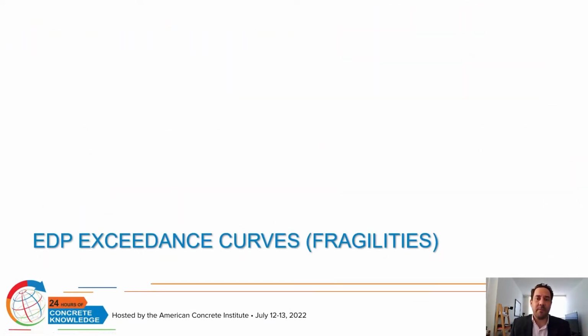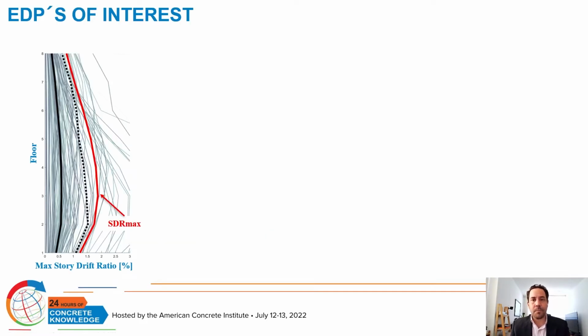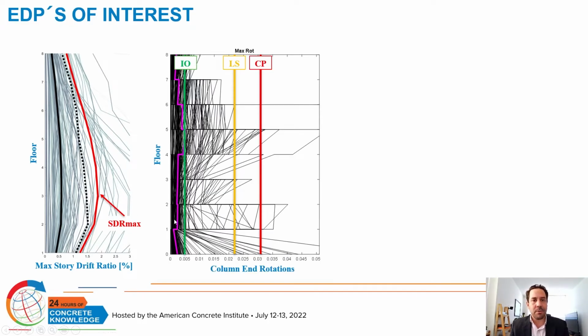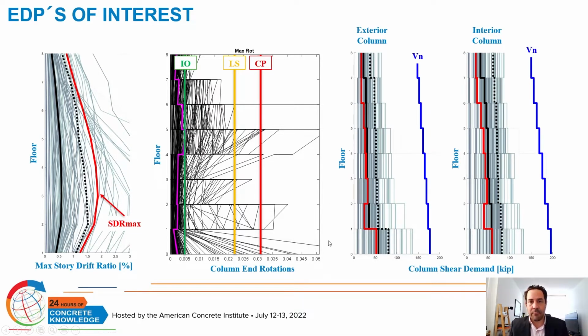The dynamic response of the frames is assessed through the CSS runs, which allow us to estimate engineering demand parameter exceedance curves. The variables of interest comprise the maximum story drift ratio and the maximum column end rotations. Here I'm contrasting the distribution of column end rotations to the limit states of intermediate occupancy, life safety, and collapse prevention per ASCE 41. And also we are interested in the relationship between the capacity and demand for shear of the columns.